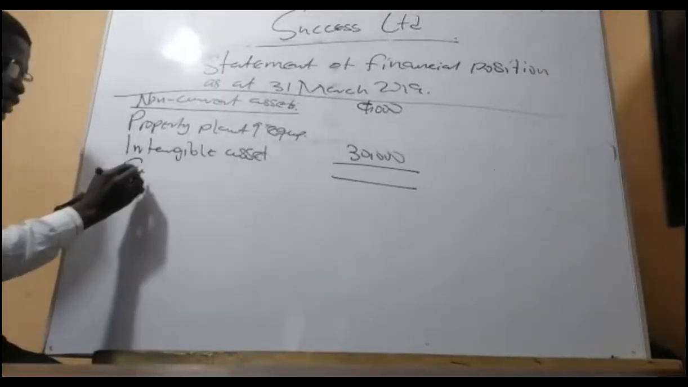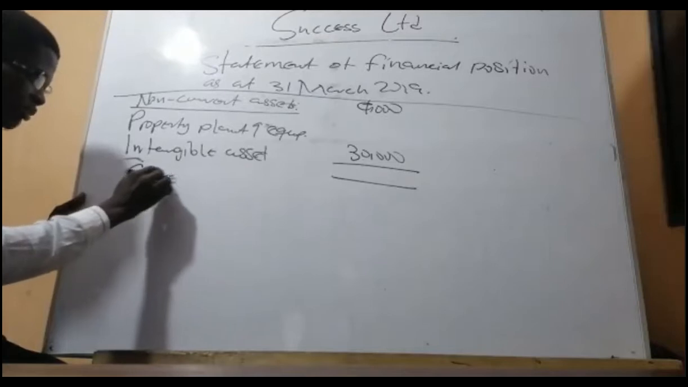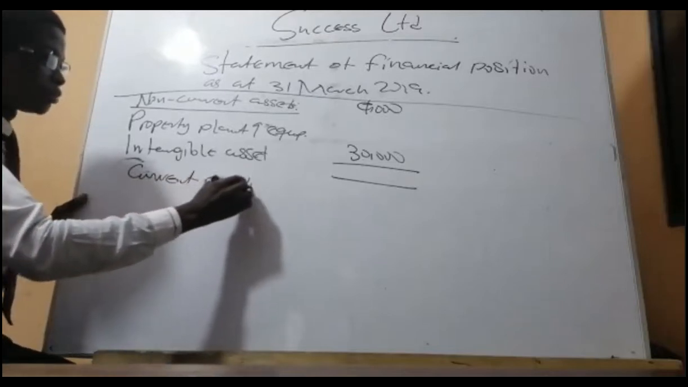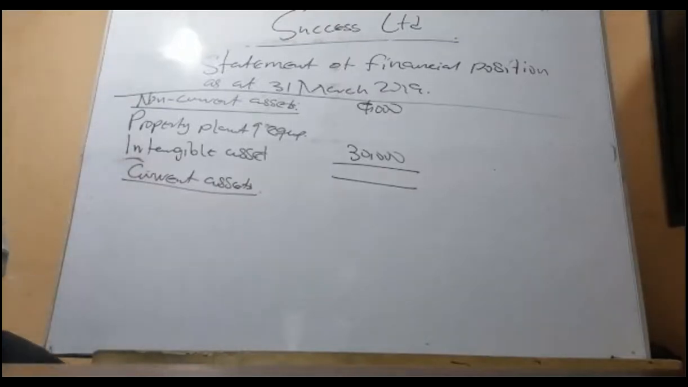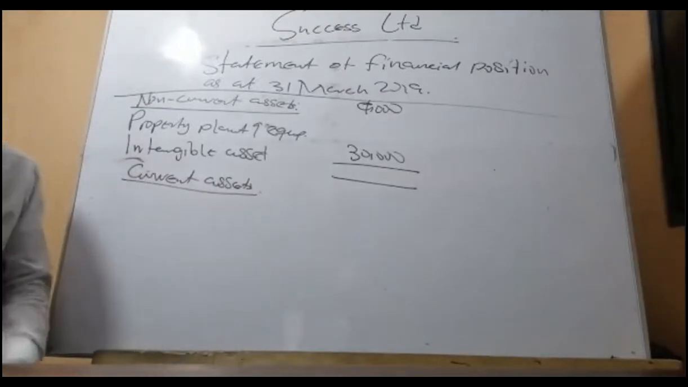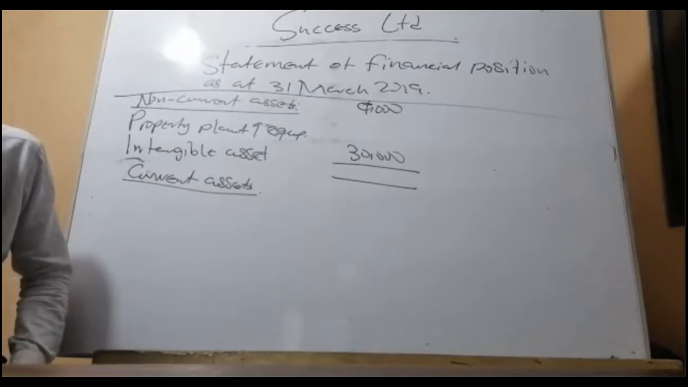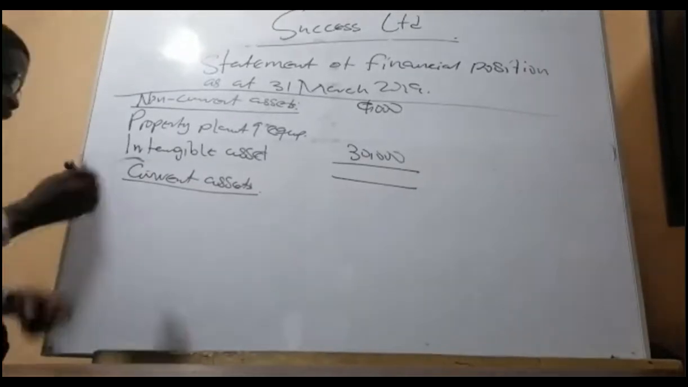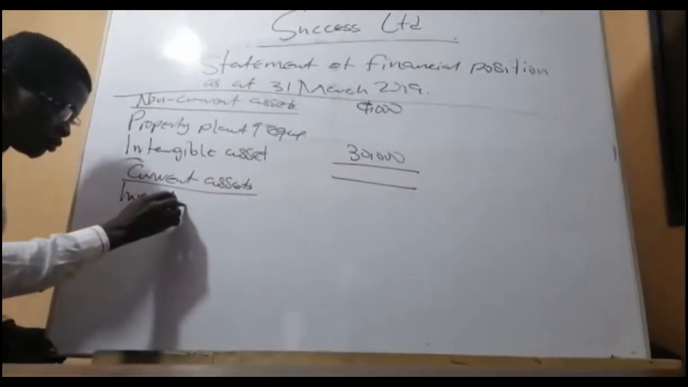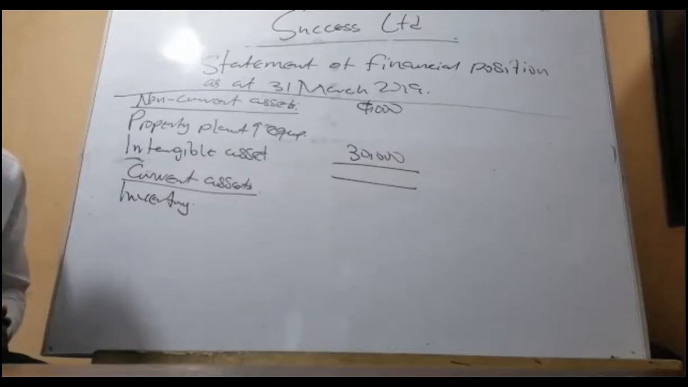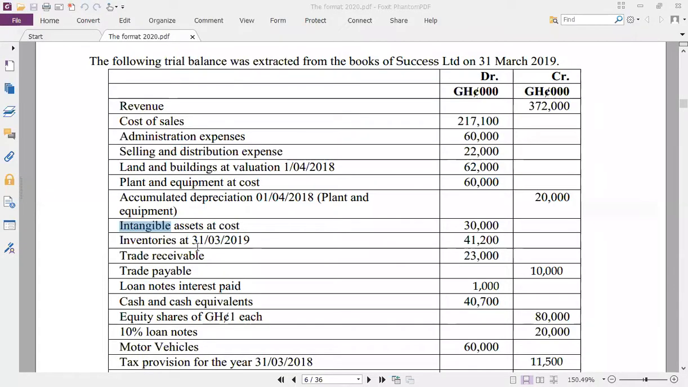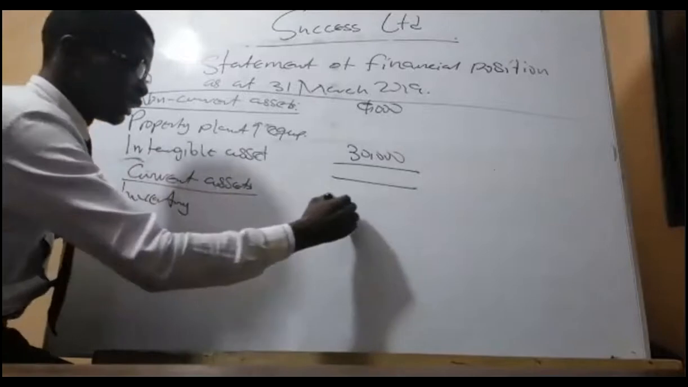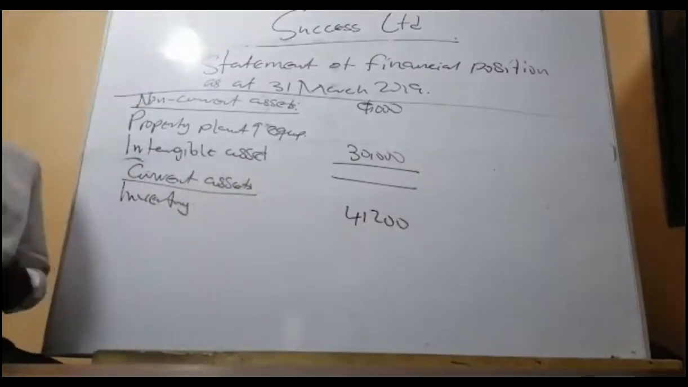Now let's go to the current assets quickly. So from this question, what are the current assets? Inventory. So we're going to pick inventory. Inventory from the question, let's go to the question. Inventory, just right beneath the asset, 41,200. So this one is copy and complete.